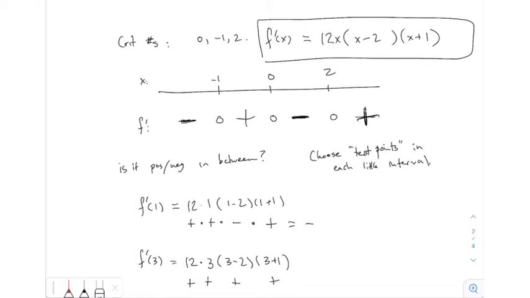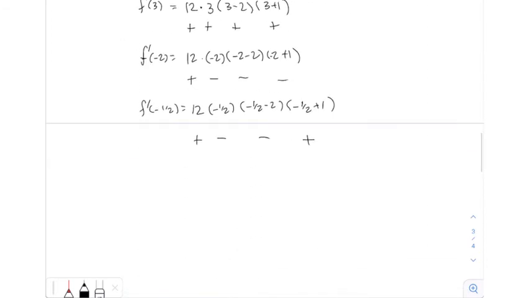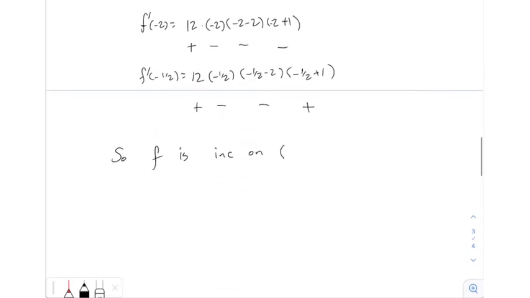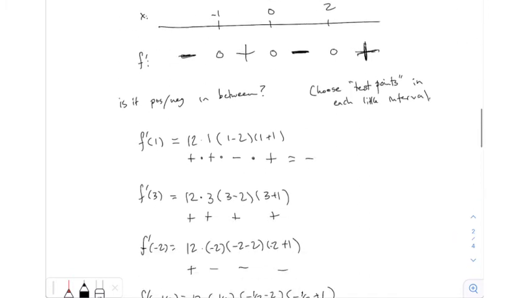The question I was trying to ask is, on which intervals is it increasing, and on which intervals is it decreasing? So the answer is, according to this chart, the pluses are increasing, the minuses are decreasing. So in conclusion, f, the original function, is increasing on the intervals -1 to 0 and 2 to infinity. And f is decreasing on the other intervals: -infinity to -1 and 0 to 2.